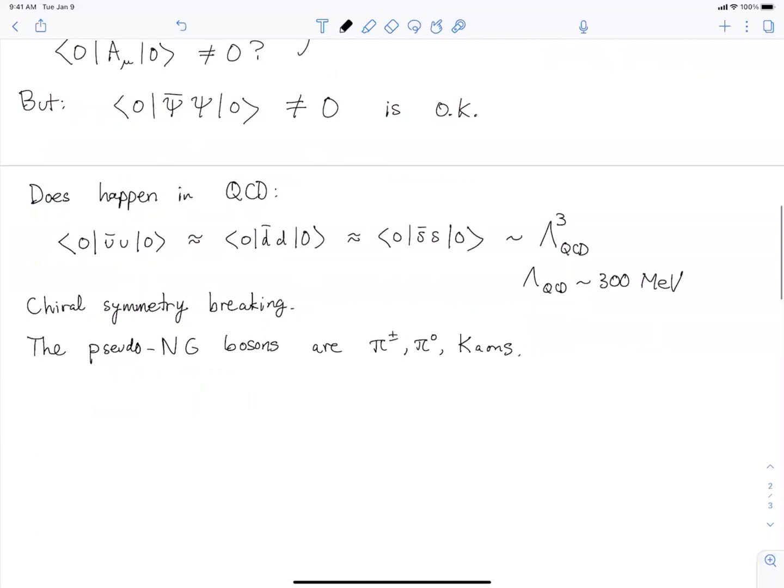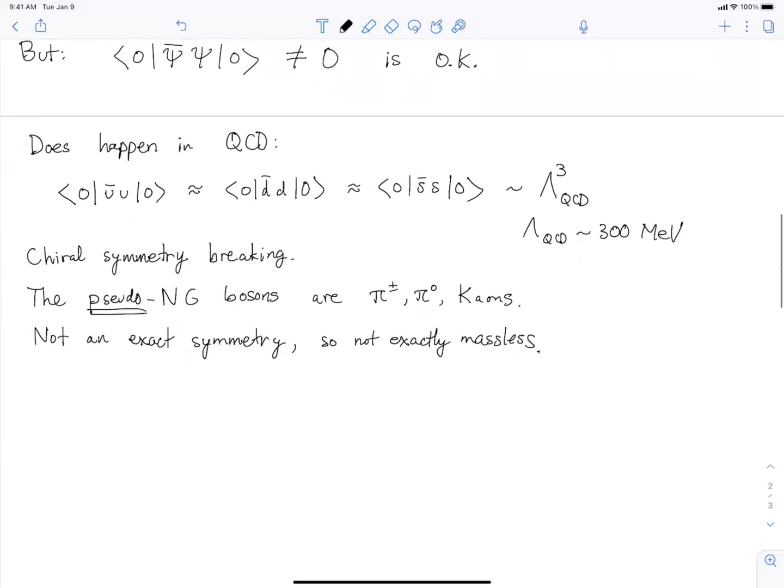So this is not an exact symmetry that we're breaking. It's not a gauged symmetry. One reason it's not an exact symmetry is because up and down quarks have different masses, so they're not exactly equivalent to each other. Okay, so they're not exactly massless. And that's the reason for the pseudo part of the name. But as I mentioned earlier, they should be very light.